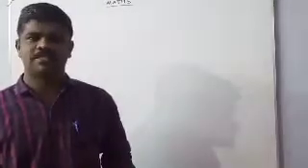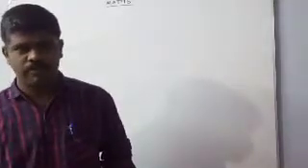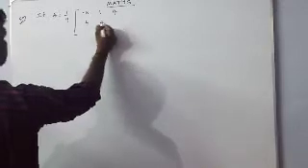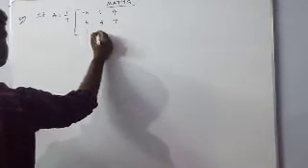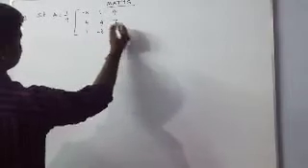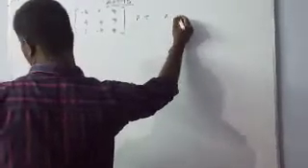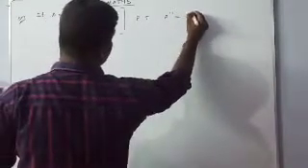Now, in the matrix and determinants chapter, we have to discuss exercise 1.1, the important sum. For 5 marks: if A equals 1 by 9 times the matrix [-8 1 4; 4 4 7; 1 -8 4], prove that A inverse equals A transpose.